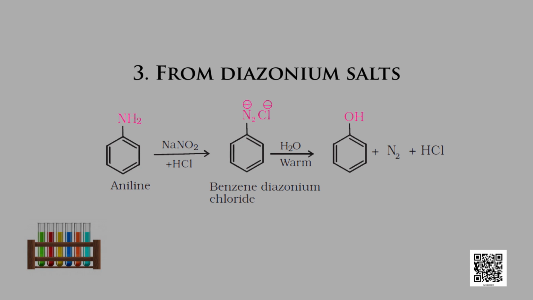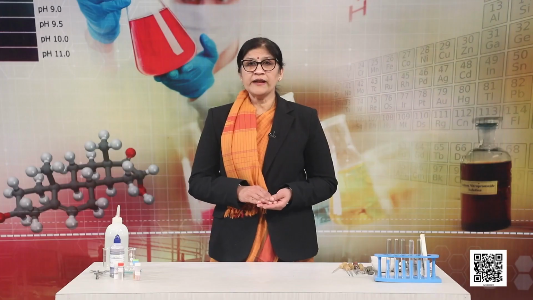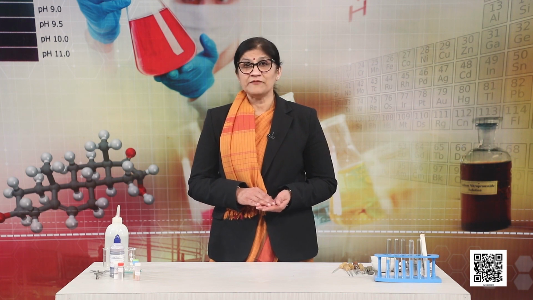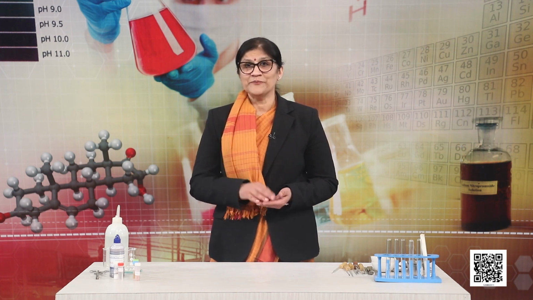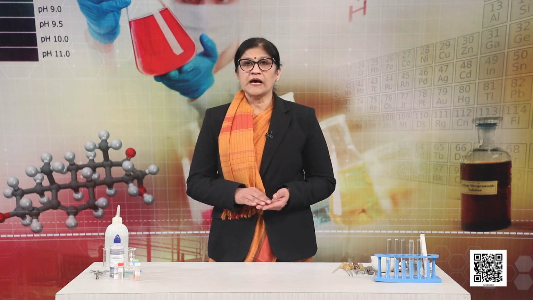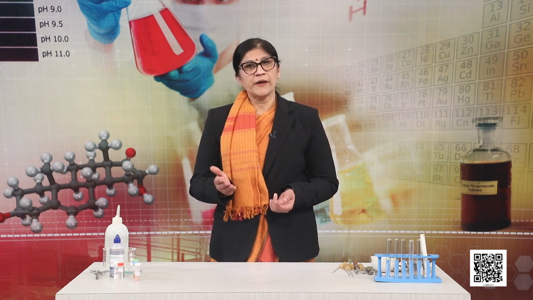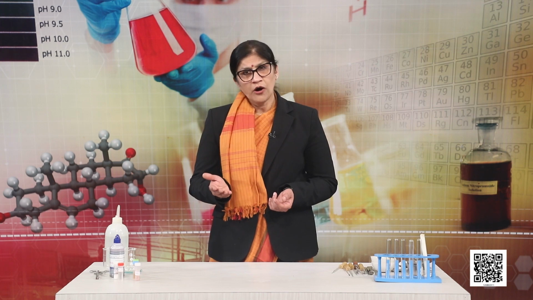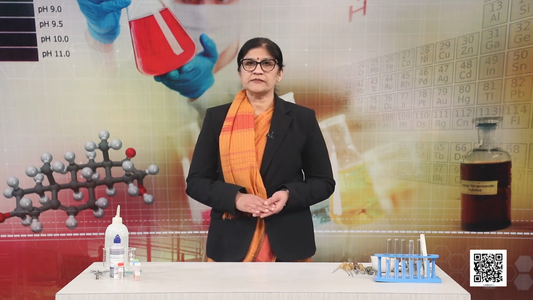A diazonium salt is formed by treating an aromatic primary amine with nitrous acid. Nitrous acid is NaNO2 plus HCl at 273 to 278 Kelvin. That means you have to keep it cool. Diazonium salts are hydrolyzed to phenols by warming with water or by treating with dilute acids.